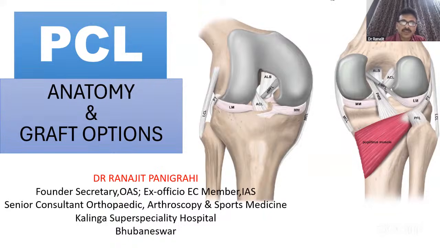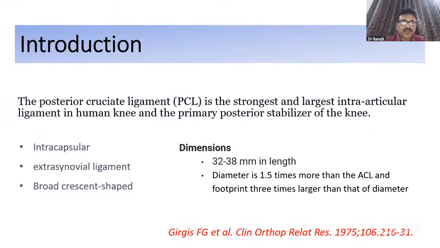So what is the PCL anatomy? As far as anatomy is concerned, we are very much worried about the PCL because PCL reconstruction has got a diversity of opinion on how to go for it, and so PCL anatomy is very important. So the posterior cruciate ligament is the strongest and largest ligament in the human knee, and the primary posterior stabilizer of the knee.